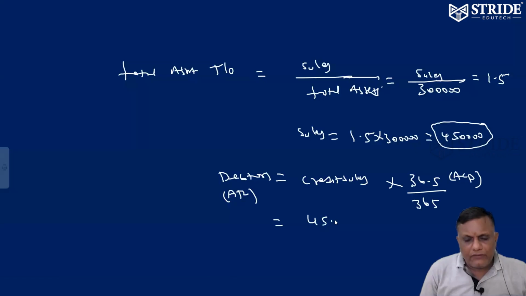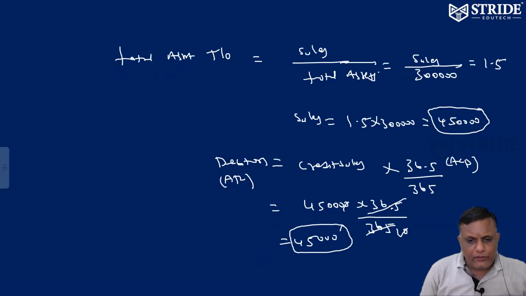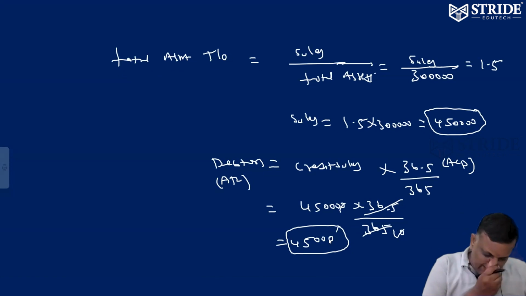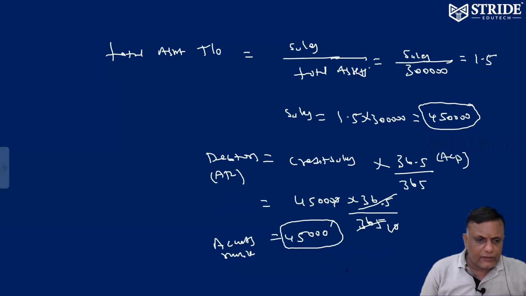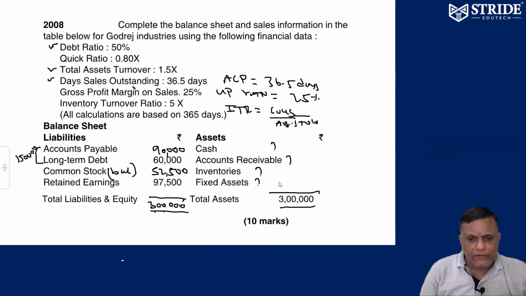What is credit sales here? 4.5 lakhs, into 36.5 by 365. Please cut the zeros: 36.5 by 365 is one tenth. So the result is 45,000. So debtor is equal to 45,000. Please check it out. Accounts receivable is equivalent to 45,000. Please substitute accounts receivable equal to 45,000 here.